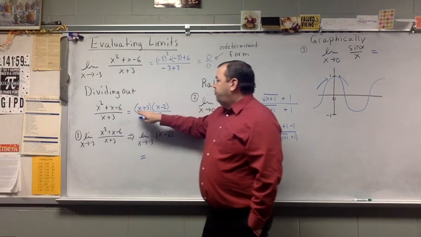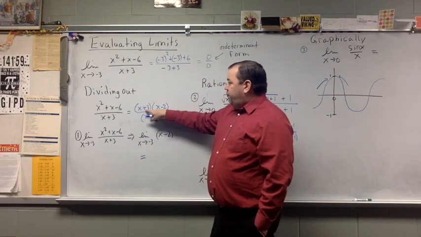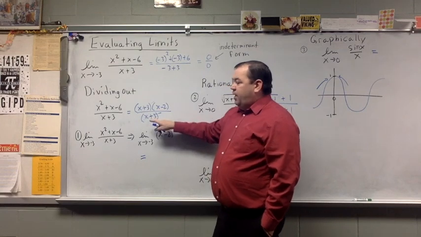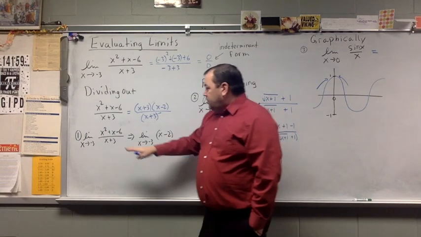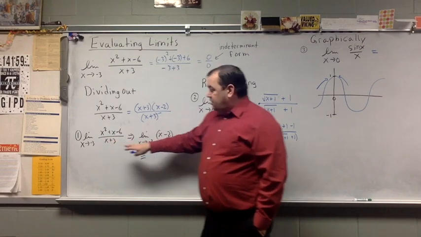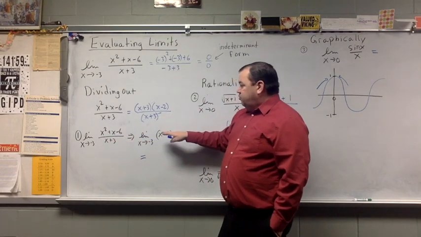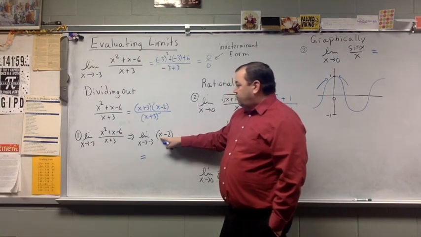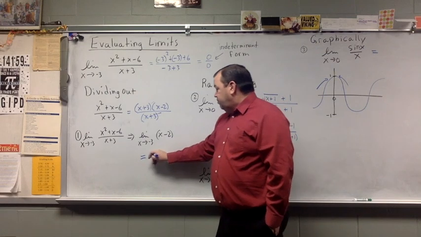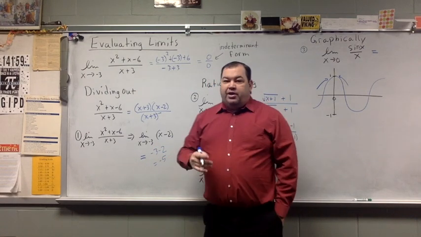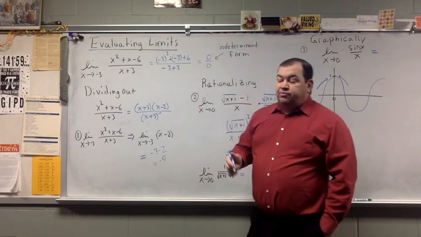I have to do some factoring. But once I factor this, my x plus 3 that's on the top and the bottom actually cancel out. So the limit of this function is going to be the same as the limit of this more simplified function. Now when I go to plug a -3 in for x, I get -3 minus 2, which is -5, so I can actually evaluate the limit.